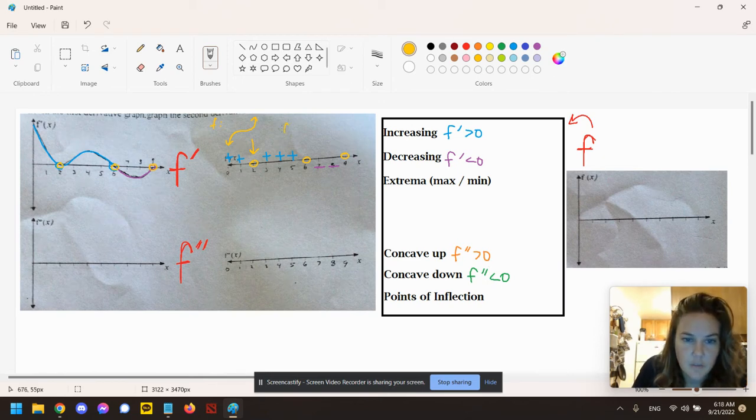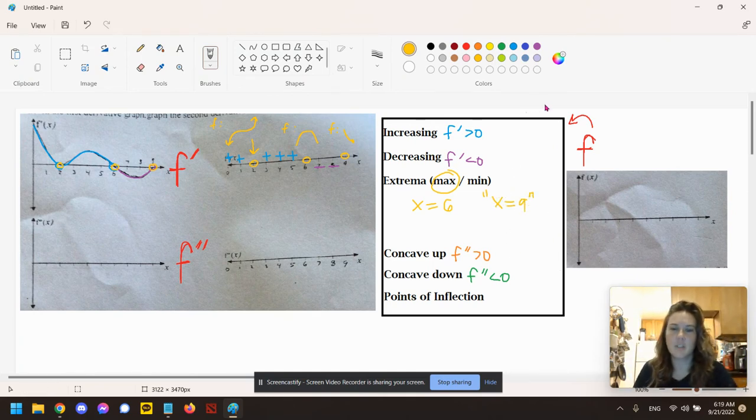At 6, the actual function is increasing, flattens out, and then decreases. So this is a max. There's a max at x equals 6. And then at 9, our actual function looks like it's decreasing and then stops. Right, so we're going to call it a min, because it is one, but it's not this classic smaller-on-both-sides minimum.